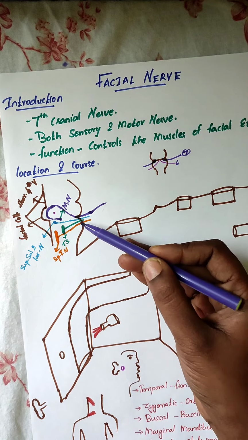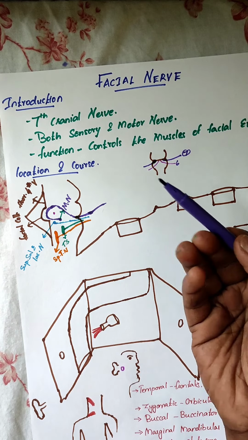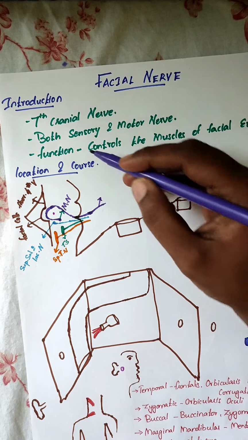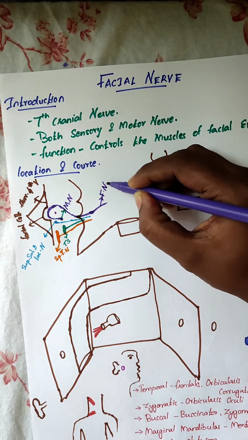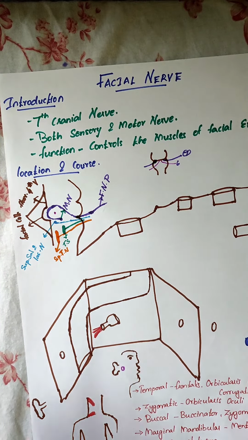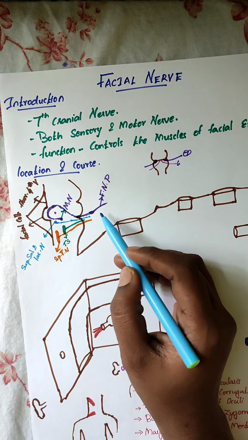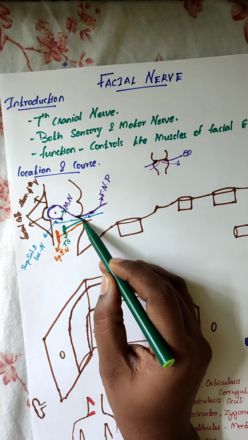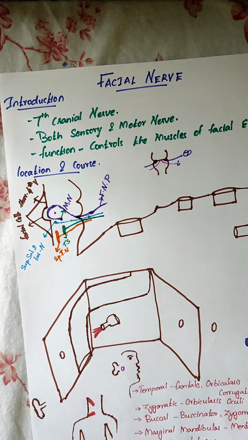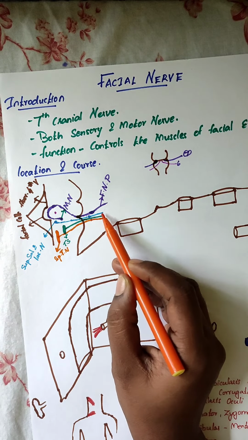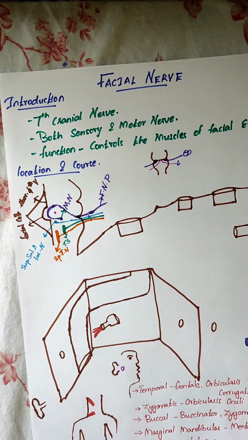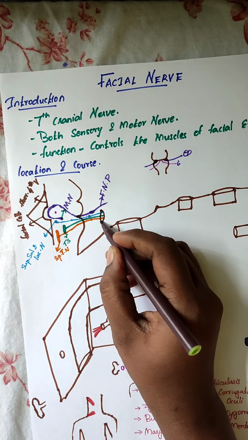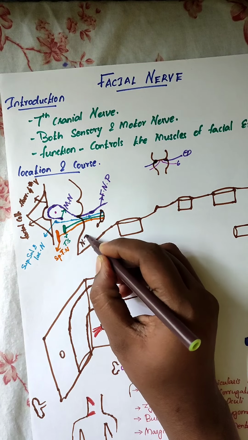After coming out of the brainstem, the facial nerve is divided into two divisions. The motor nerve alone is known as the facial nerve proper. And the parasympathetic nerve and the sensory nerve, that is the nerve from the tractus solitarius and the nerve from the spinal nucleus of the trigeminal nerve, these three together are known as the nervus intermedius.